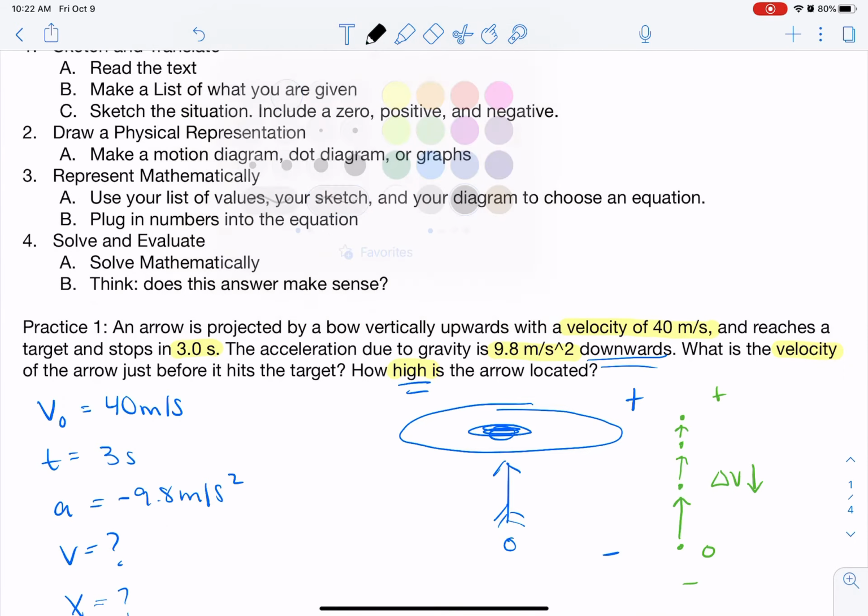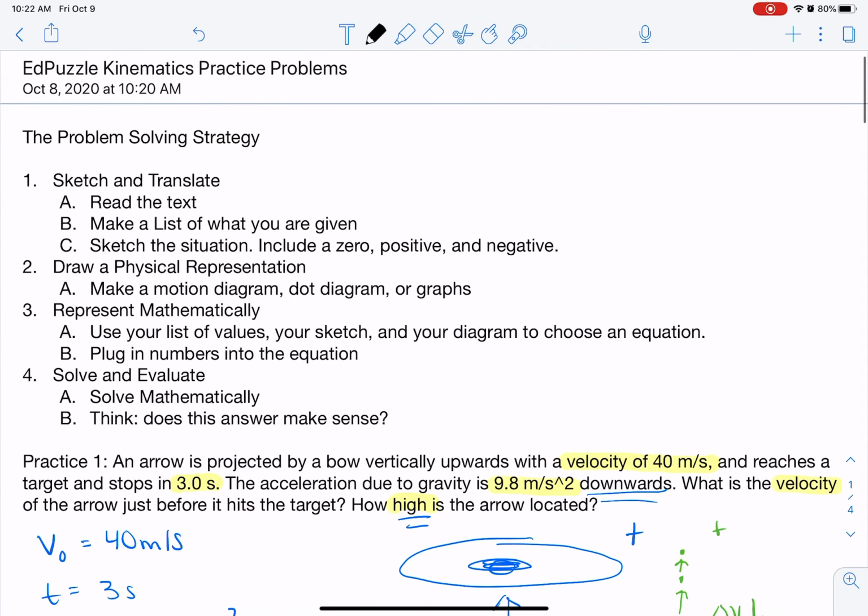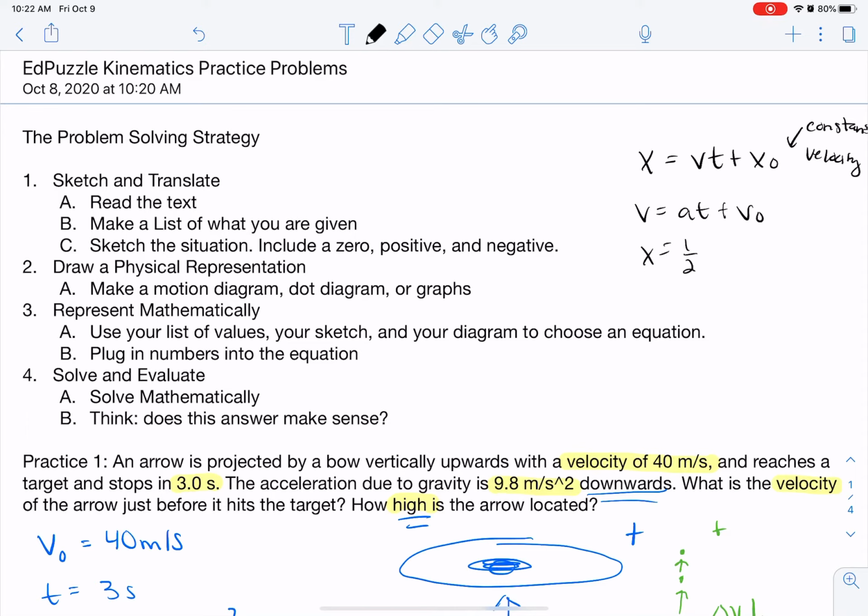Now let's move on to our third step, which is representing mathematically. If we can remember, let's write down these equations. We have the equation x equals vt plus x naught. And remember, this is only for constant velocity. We have v equals at plus v naught, and x equals 1/2 at squared plus v naught t plus x naught. Okay, so these are our equations.